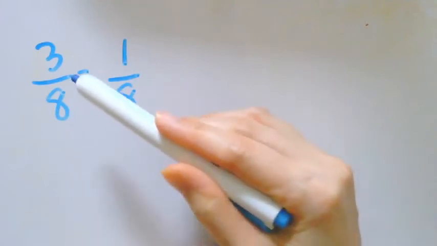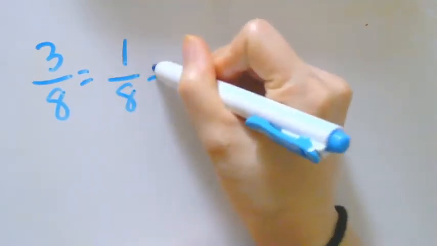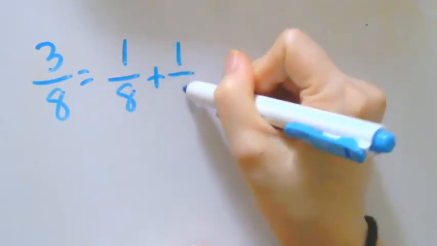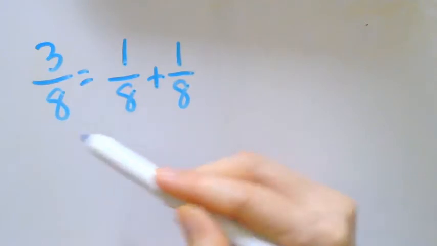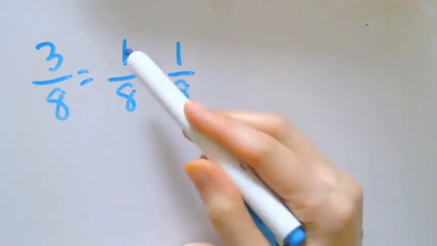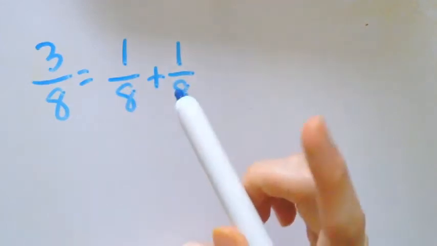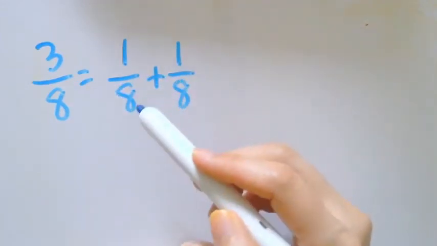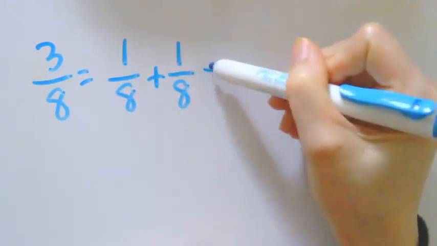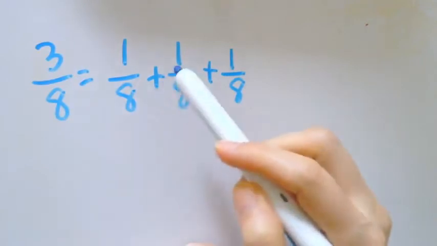Is this true? Does 3/8 equal 1/8? Now, so how many times will I add 1/8 to get to 3/8? Does this make it true? No. 1 plus 1 is 2, and the denominator, because they're the same, stays the same. So that would be 2/8. So does 3/8 equal 2/8? No. So we're going to keep going until we get to a statement that is true.